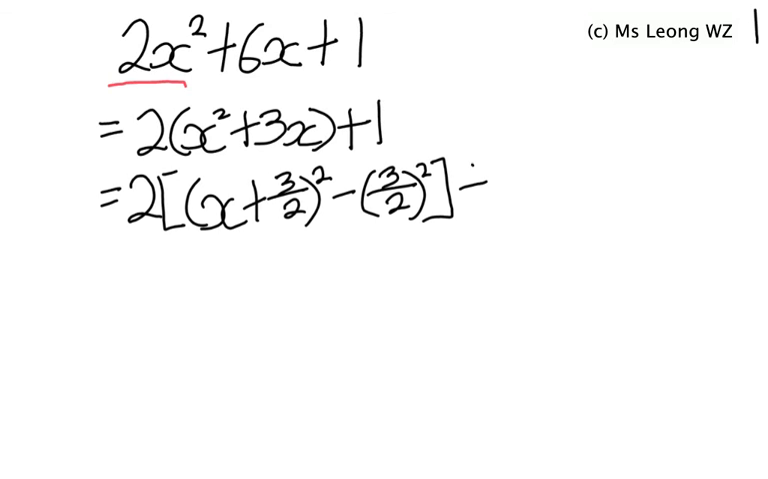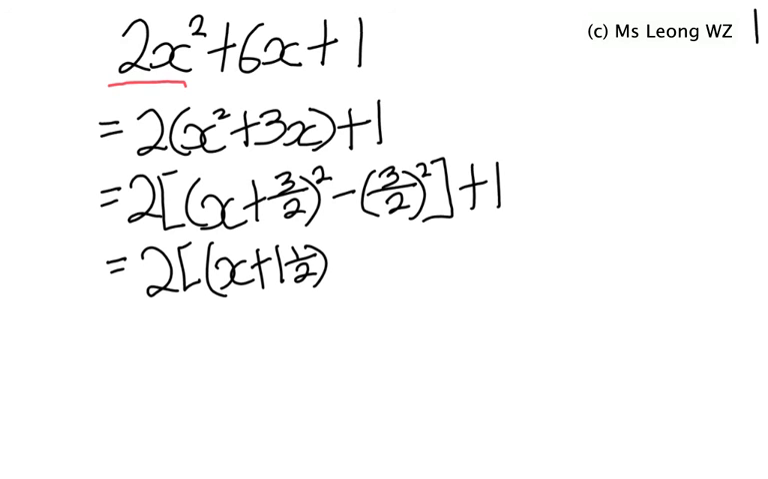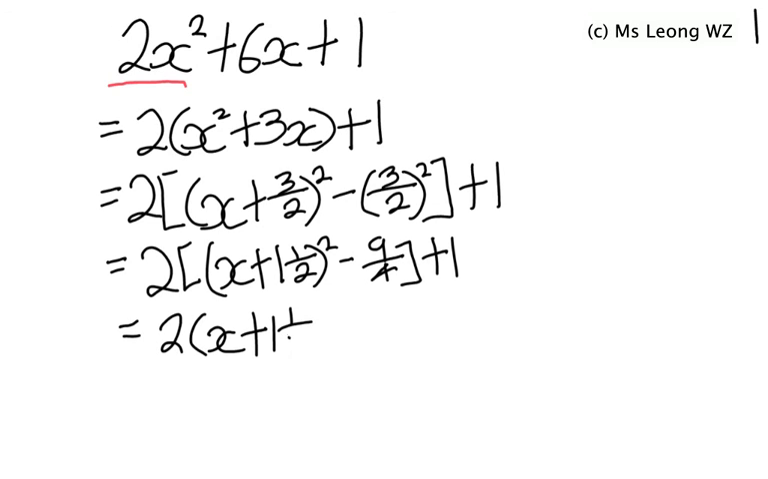Please take note that your plus 1 is always outside, and you just simplify the expression, and you will get x plus 1.5 bracket square minus 9 over 4 square bracket plus 1. Please take note that this is not the final form. You need to multiply the 2 inside, and you'll get 2 bracket x plus 1.5 bracket square minus 2 times 9 over 4. Please remember to multiply the 2 in there, plus 1. The 1 is not a factor because the 1 is not actually inside the bracket.